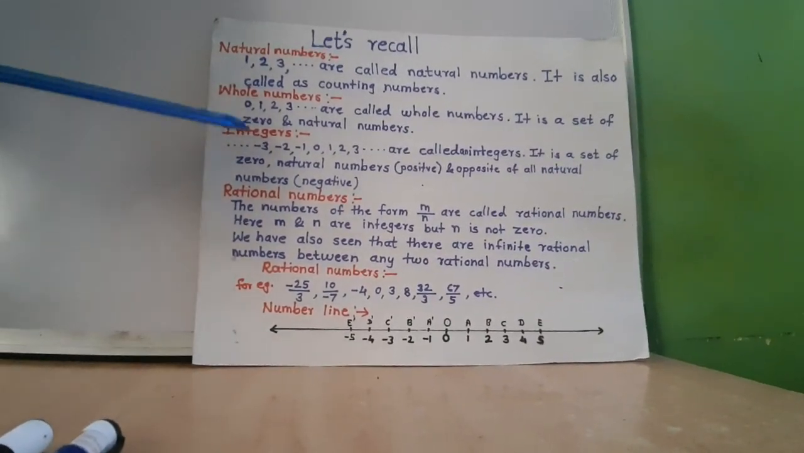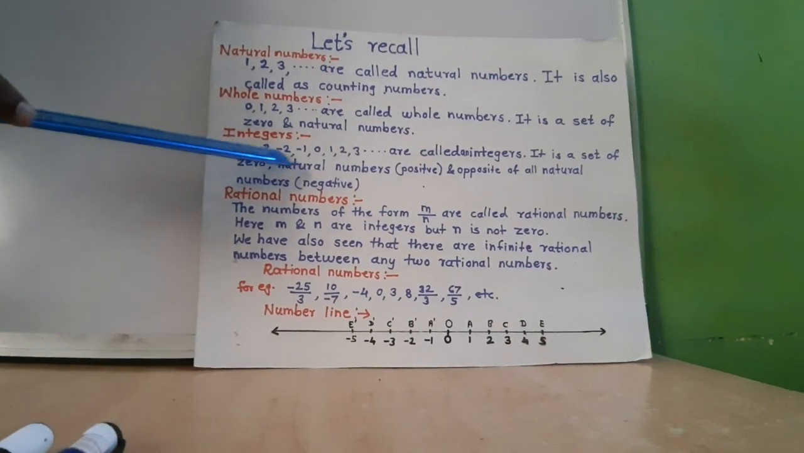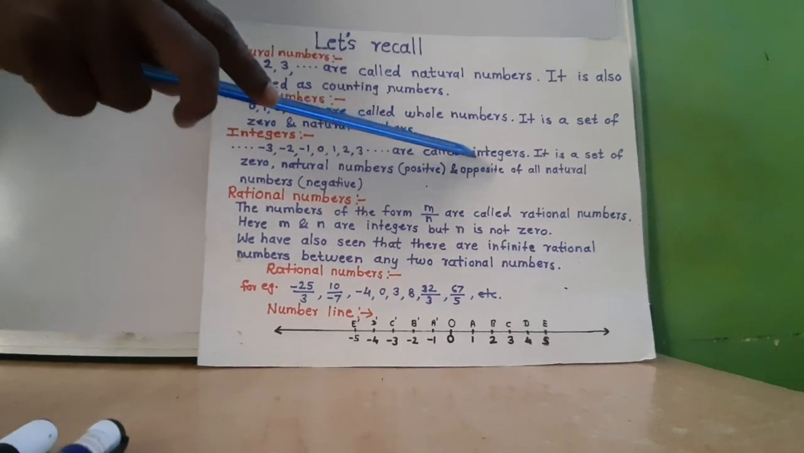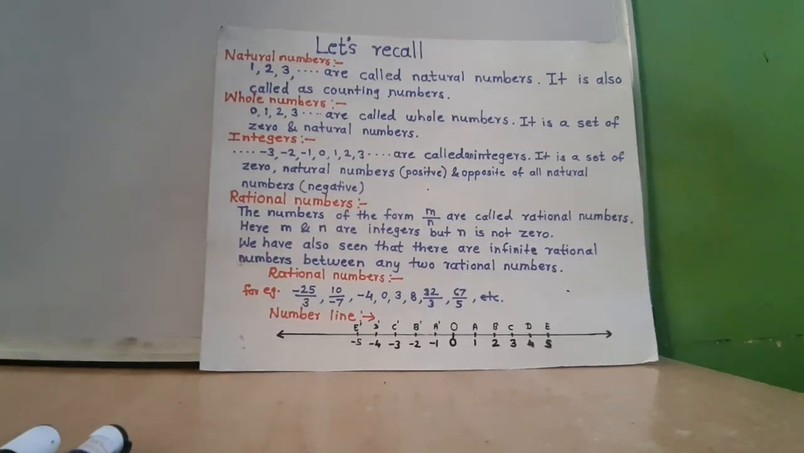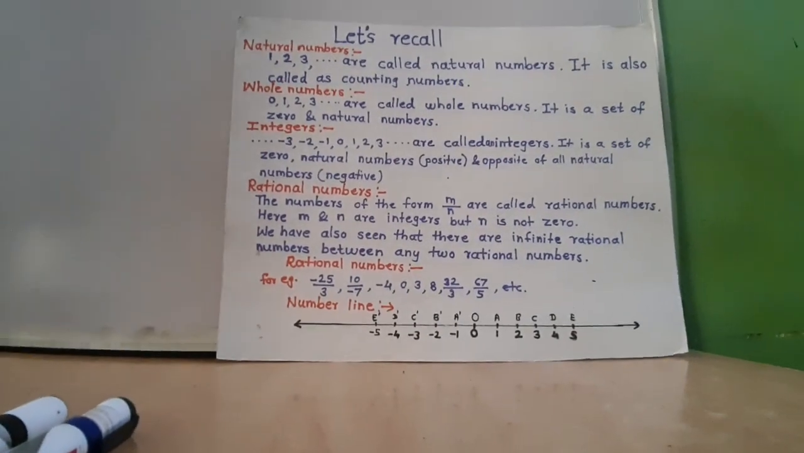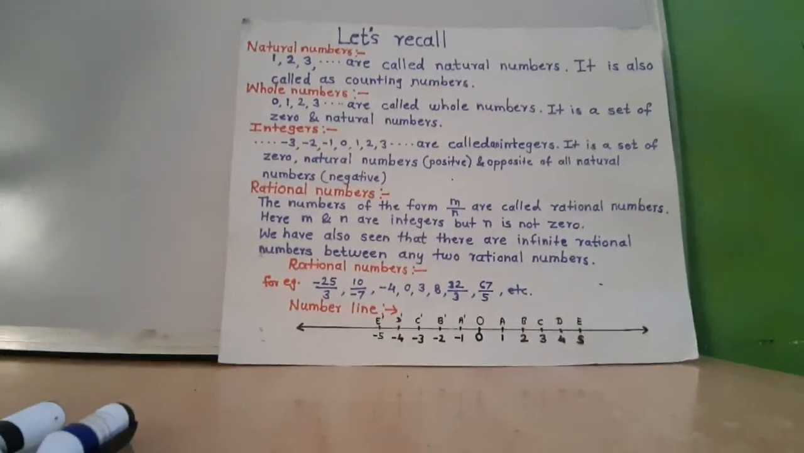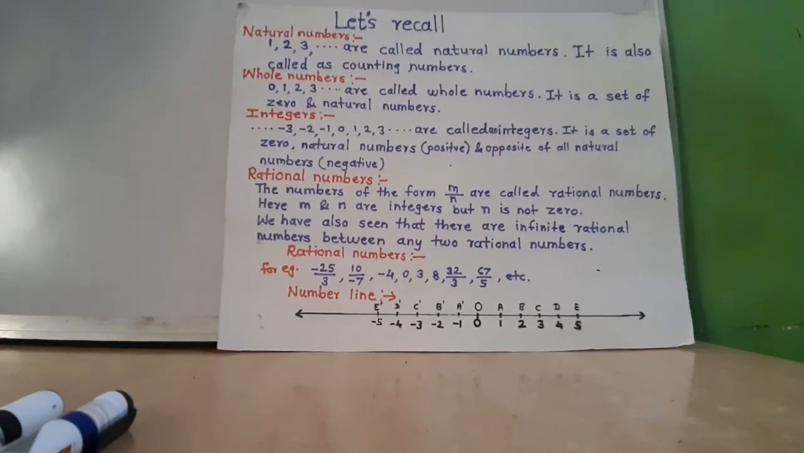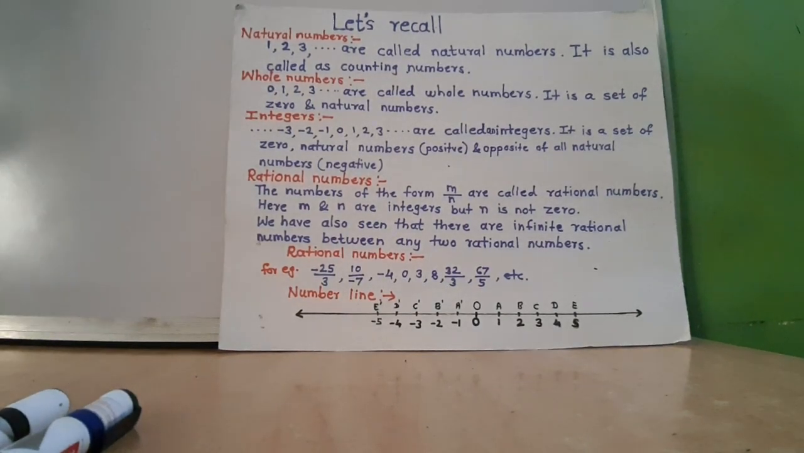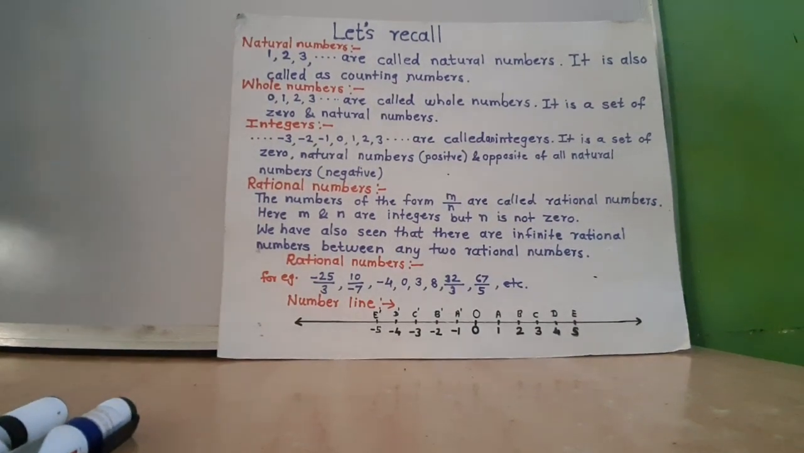Then we studied further integers. Minus 3, minus 2, minus 1, 0, 1, 2, 3, and so on are called integers. It is a set of 0, natural numbers which are positive, and the opposites of natural numbers which are negative. Other way you can say 0, negative numbers and positive numbers. Integers are indicated by the letter I.